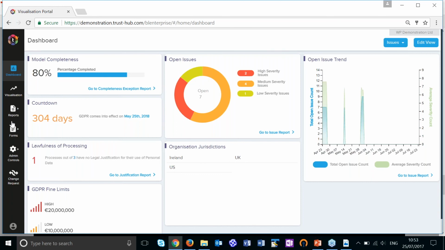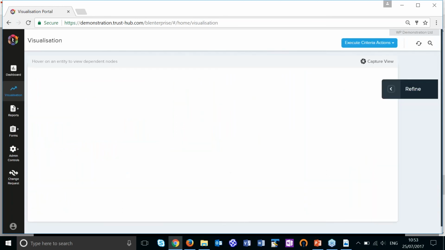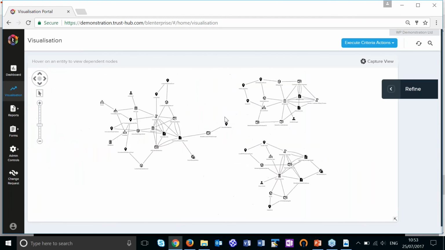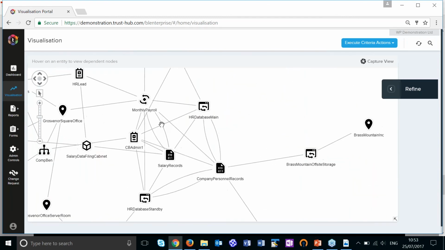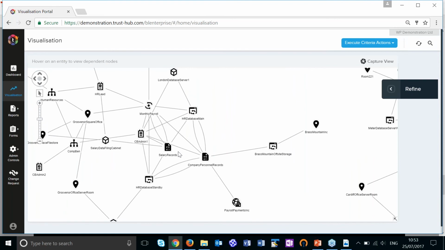If it's somebody who's responsible for a particular process or particular set of data, then they want to just focus on that. So this summary dashboard just gives you some ideas as to what is within the model. The engine room of the tool is the visualization. So this will obviously be familiar to you if you're familiar with graphs.